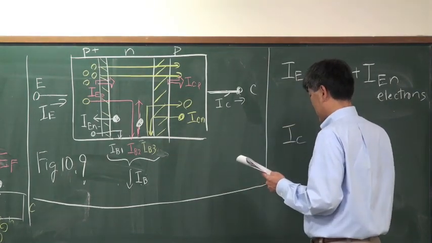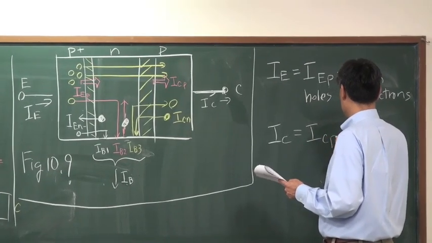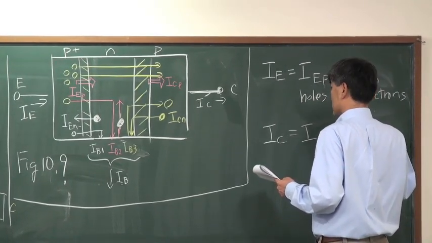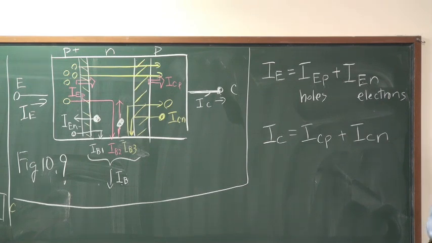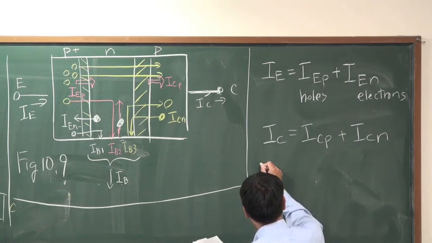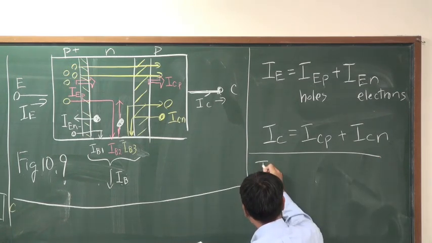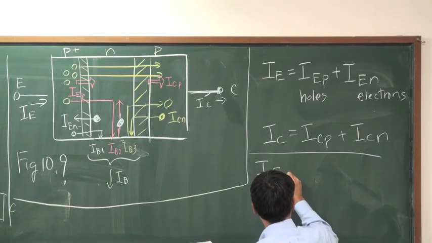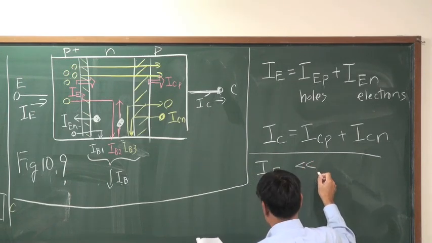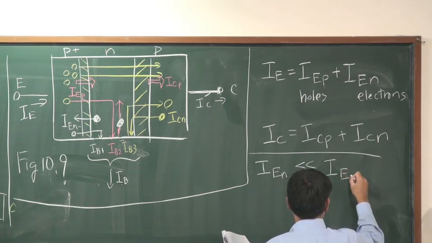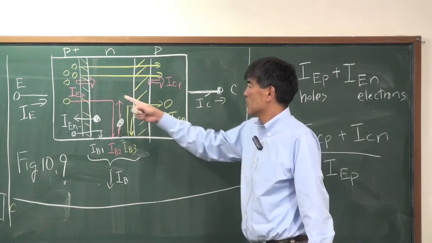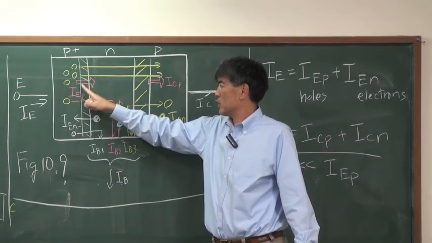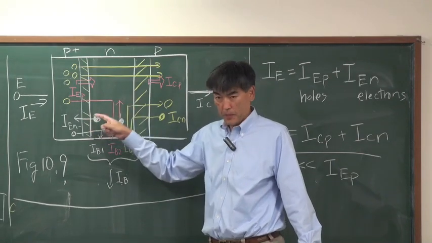Likewise, collector current is composed of ICP plus ICN. ICP and ICN, the sum of that is the total collector current. And you can understand that IEN is much smaller than IEP. Agree? Because we have more holes here, IEP is going this way. It's larger than the electron coming from right to left.